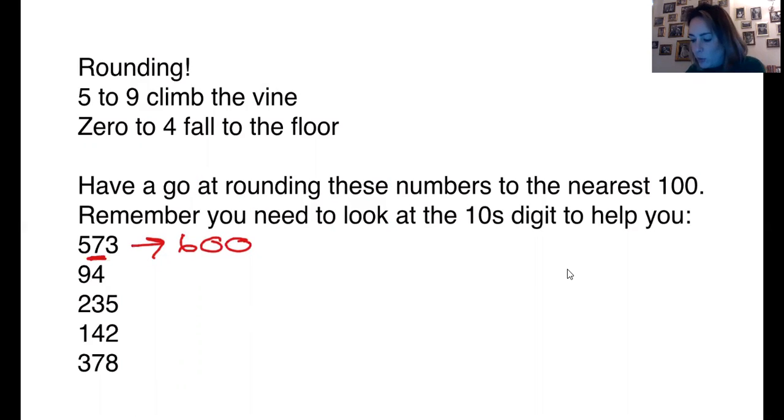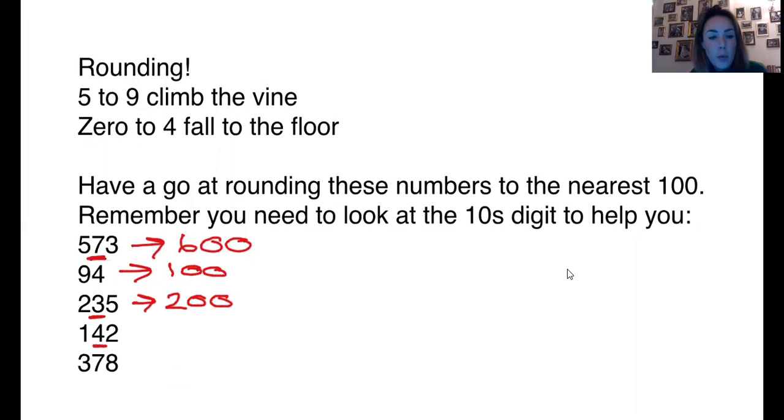Let's have a look at 94 together. So 94 is a 2-digit number, so that one is closest to 100. 235, the tens digit is a 3. So we know that 0 to 4 fall to the floor. So we're going to round that one down. So 235 rounded to the nearest 100 is 200.